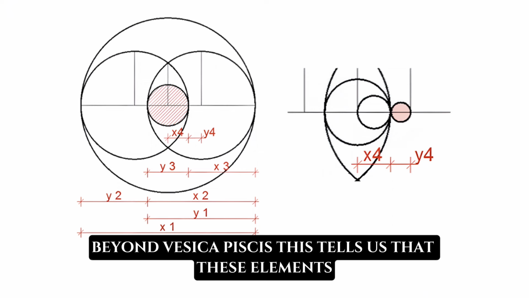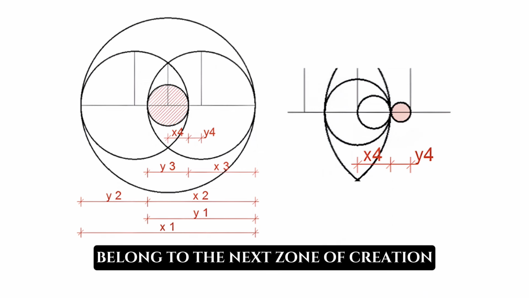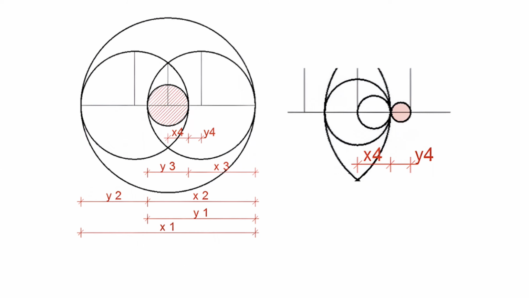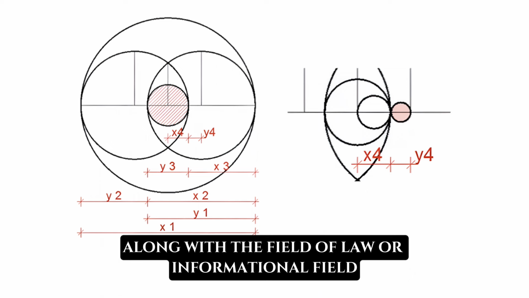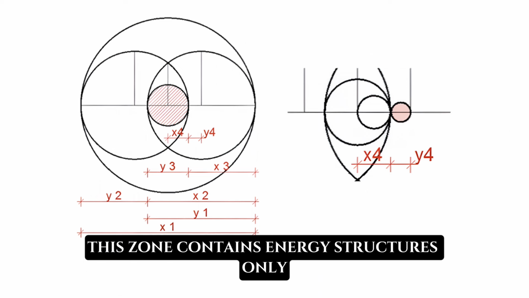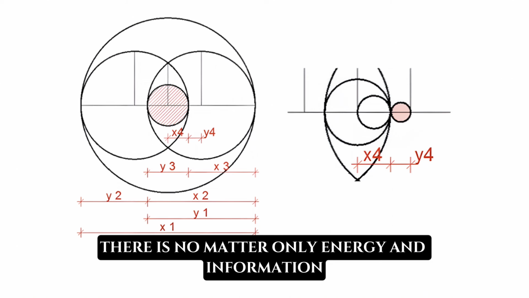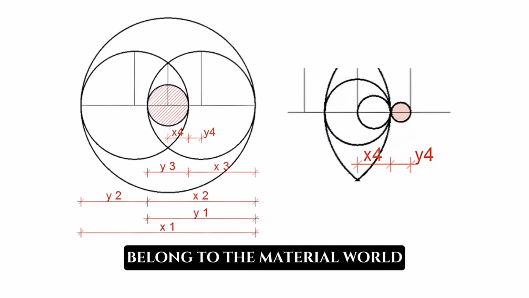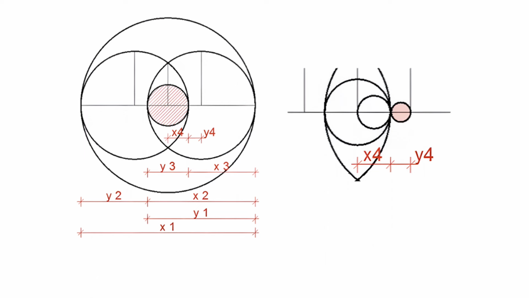This tells us that these elements belong to the next zone of creation, the egg, which consists of monad, logos, and spirit, along with the field of law, or informational field. This zone contains energy structures only. There is no matter, only energy and information. In contrast, elements related to the y4 diameters belong to the material world.